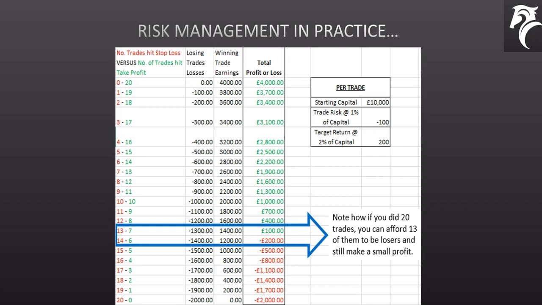So not only do you risk less with a smaller percentage risk, you also have better composure, you're less emotional, and you're less likely to make hasty decisions. So you have a win-win situation, and that's exactly what we want.